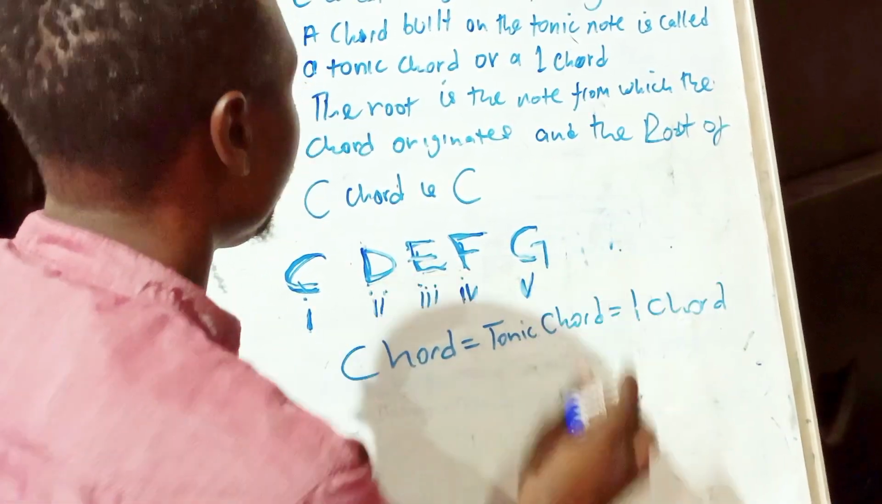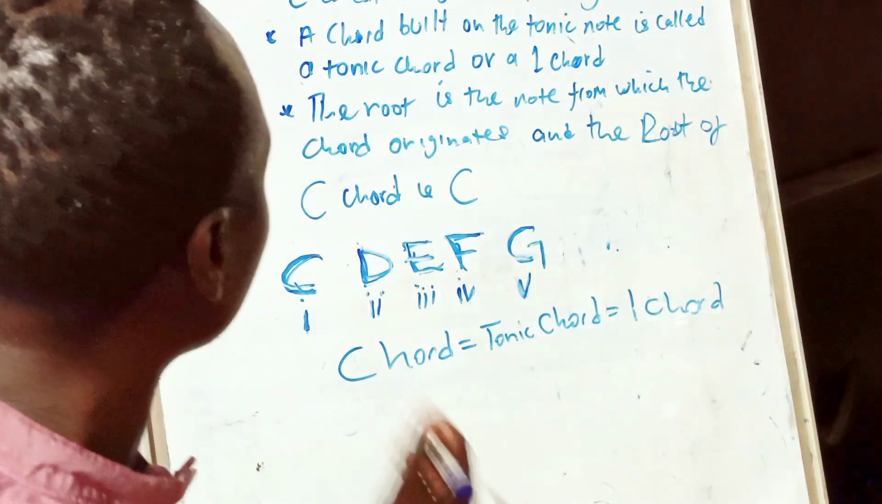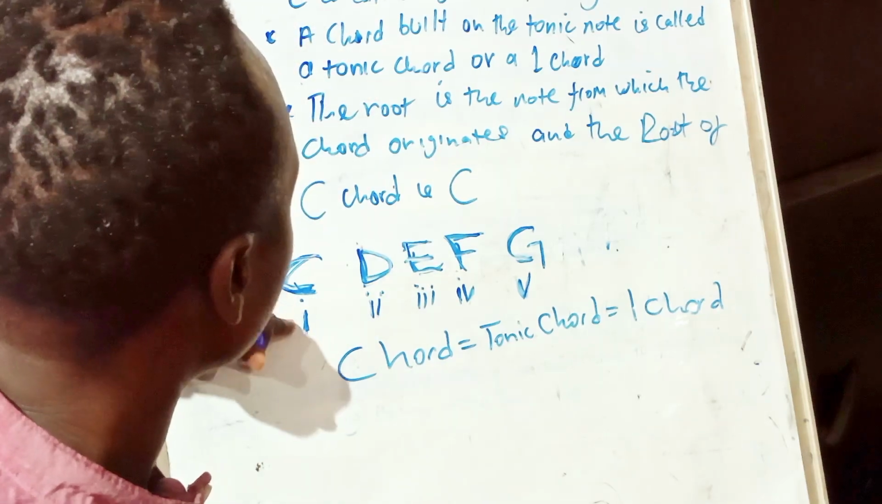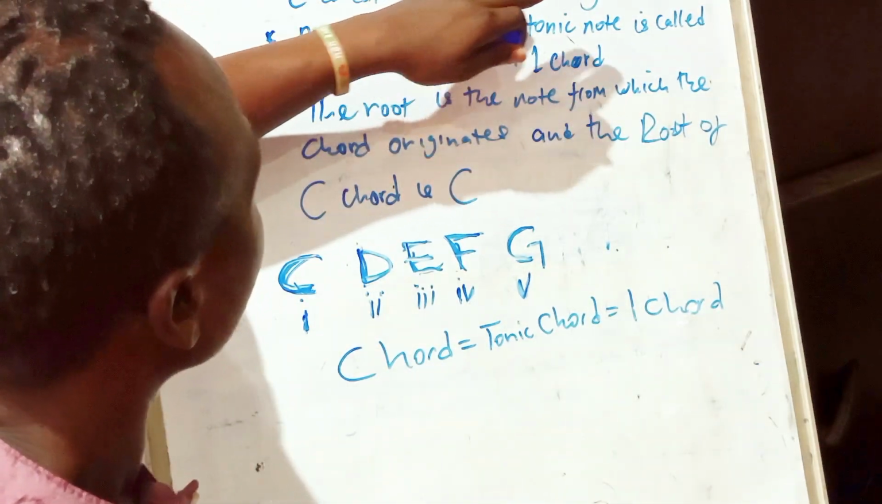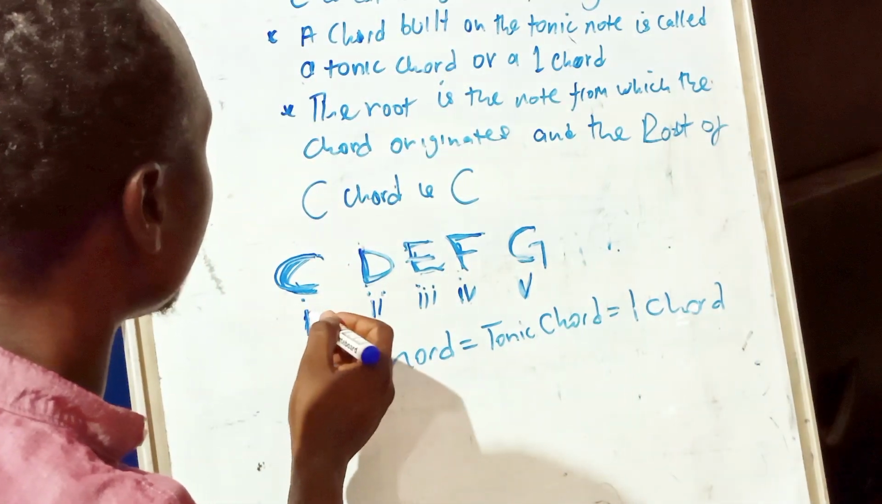So I've said the C chord is built on degree 1. Degree 1 is here, where C is degree 1. The C chord is built on degree 1, which is C itself, and it's here. C is on the first degree.